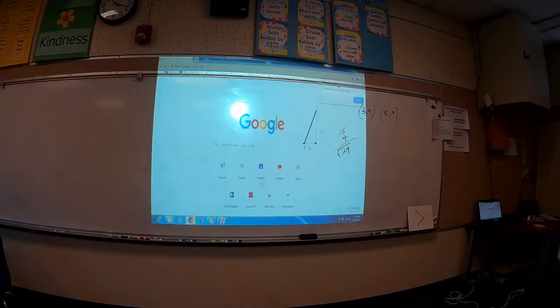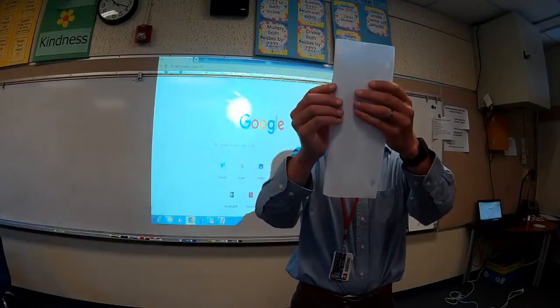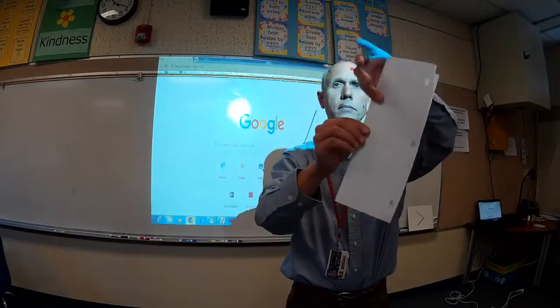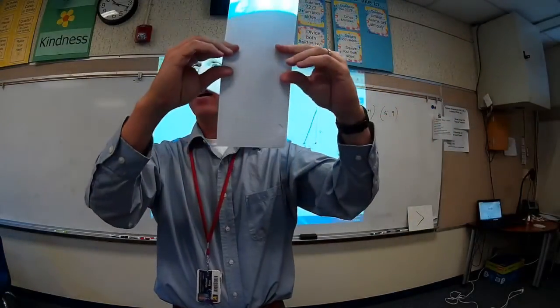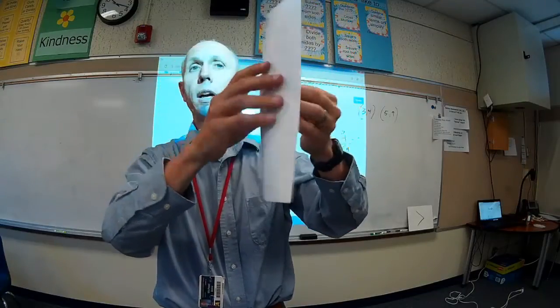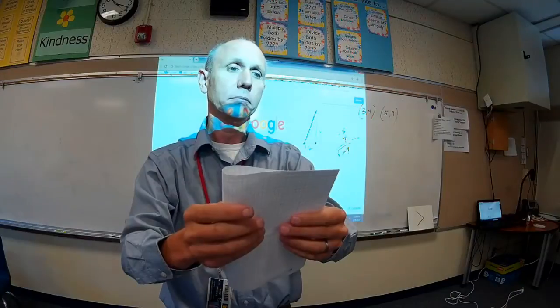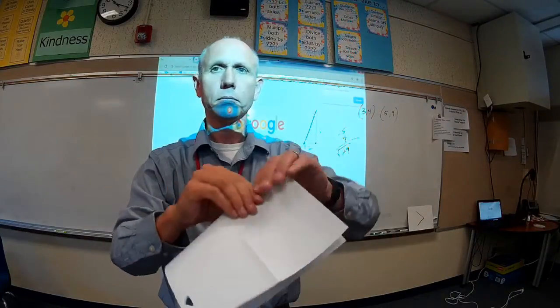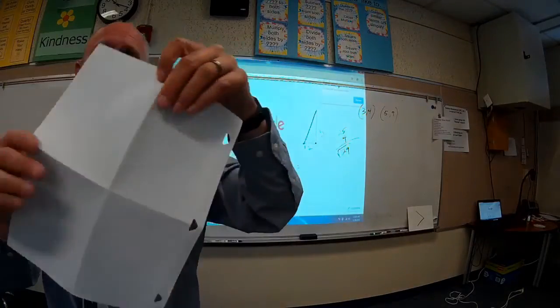Good. Take your piece of graph paper and hold it up like this. Fold it in half long way. Open it up, fold it in half short way. Open it up.